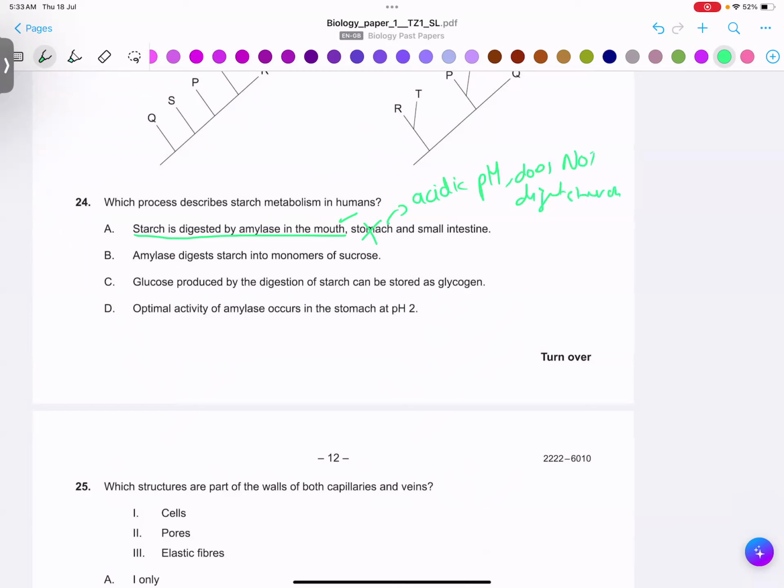Amylase digests starch into monomers of sucrose. No, that is not true. Glucose produced by digestion of starch can be stored as glycogen. That's true, especially in animals, or as we call them, mammals. Or actually, humans are animals, but yeah, we can just say animals. They are stored as glycogen. Pepsin activity occurs in the stomach at pH 2. False. The pH in the stomach is 2, but it's not basic, it's acidic.